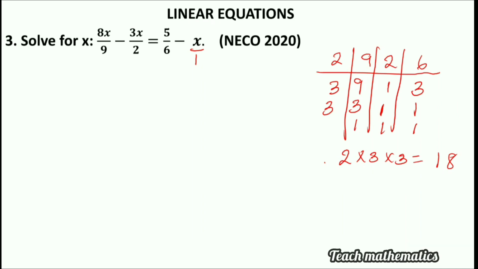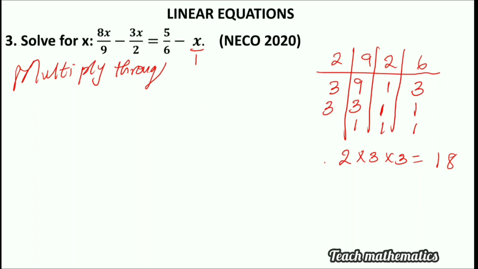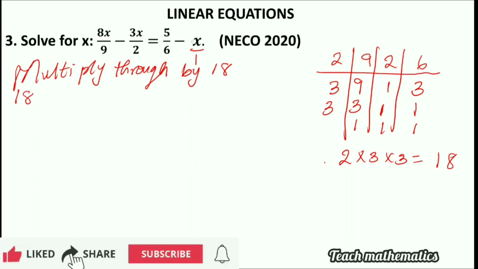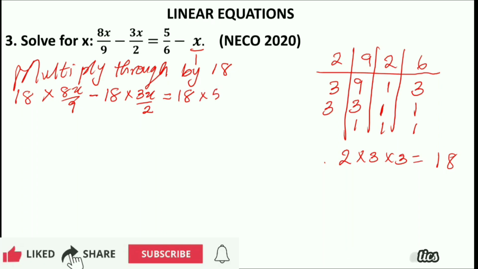So the lesson is, when you have a fractional equation, find the LCM of the denominators and multiply through by that LCM, which is 18. So we say 18. We will multiply each of the fractions by 18. 18 times 8x over 9 minus 18 times 3x over 2 equals to 18 times 5 over 6 minus 18 times x.